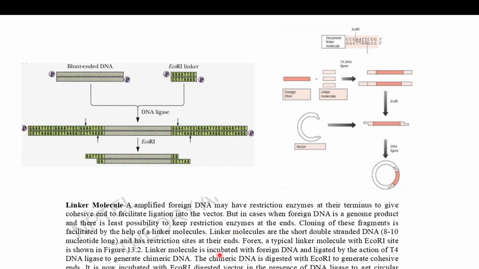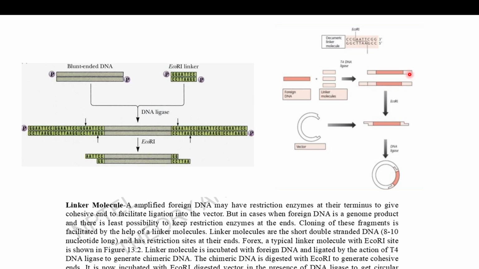Now, this example has been talked about like 4x. This is again the name of an example of a linker molecule. 4x is a typical linker molecule with an EcoR1 site as shown in this figure. Okay, this one that is being talked about. And this is the foreign DNA of our interest. And the 4x linker molecule can be attached at both ends, having EcoR1 restriction sites.